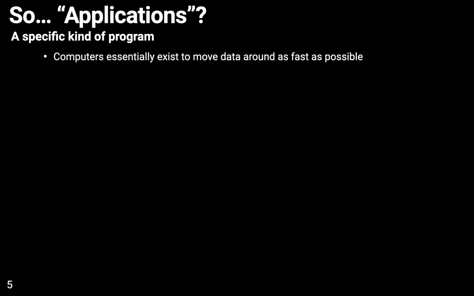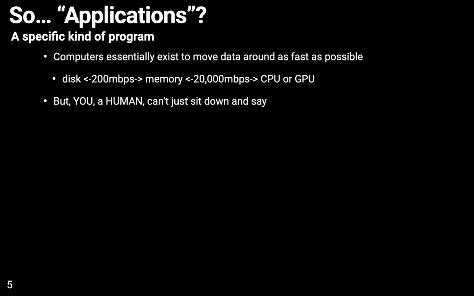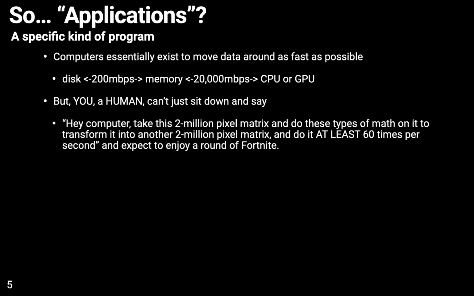So what's the deal? What's an application? Why is that the focus here? Applications are a specific kind of program. Computers exist to move data around as fast as possible at the most fundamental level, right? You're moving things between the hard disk at a certain rate, to memory, at an even faster rate, to the CPU or the GPU. But you, a human being, can't just sit down and say to this blindingly fast computer, hey, computer, take this 2 million pixel matrix and do these types of math on it to transform it into another 2 million pixel matrix and do it at least 60 times per second, and then I'm playing Fortnite. You know, that's too low a level of description.